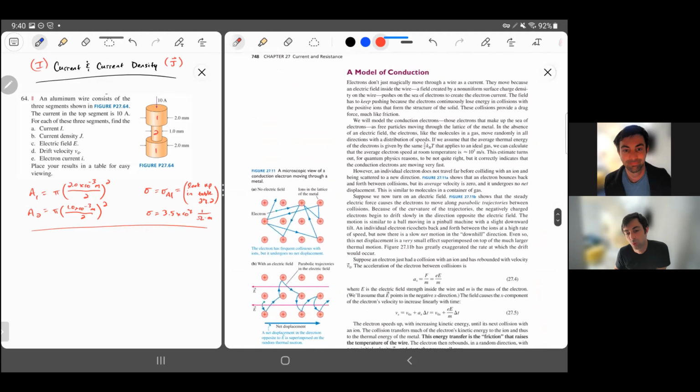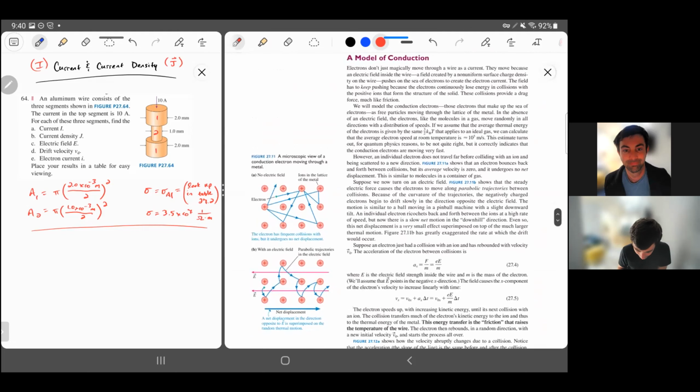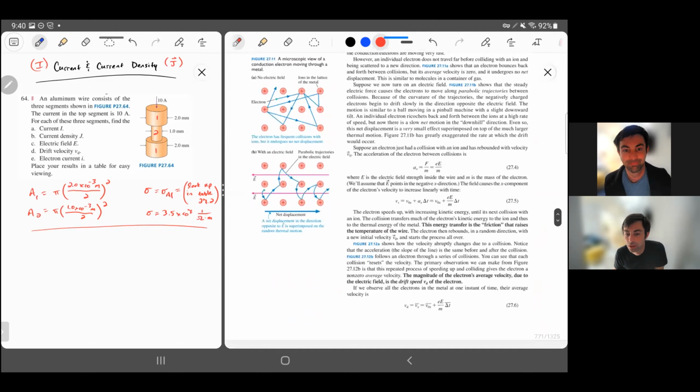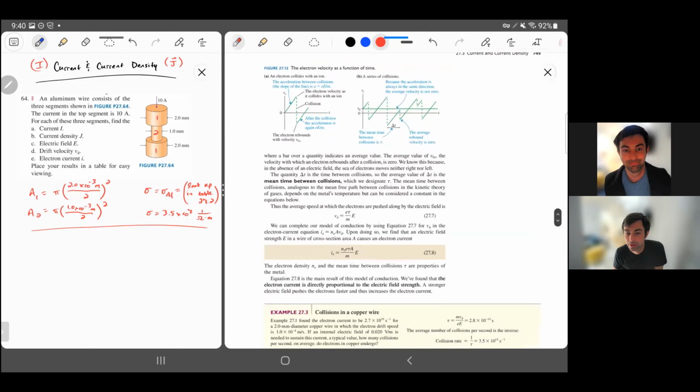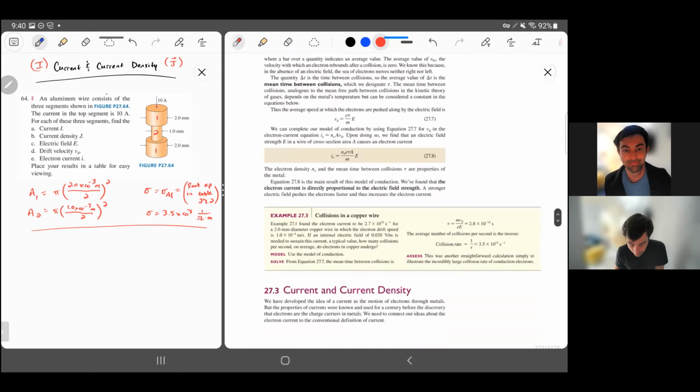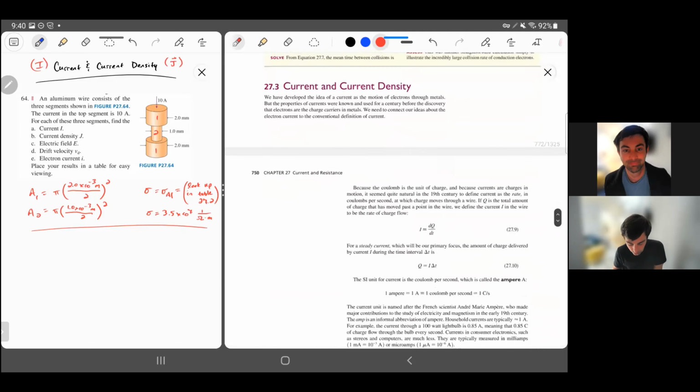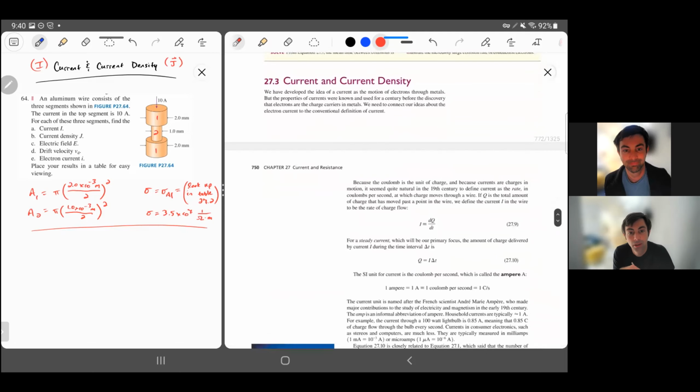And the second one, they're trying to be a little quantitative with a simple model. So keeping track of how long it takes before an electron hits an ion and scatters in a random direction, and how that relates to electric field and all that. So we're not going to need that formula. That one's not too important for us.